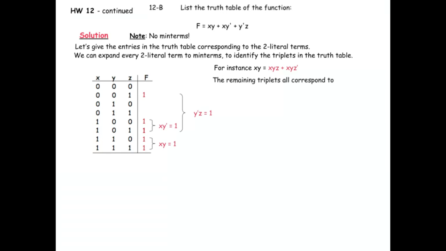Okay, so the remaining triplets all correspond to the zeros, right? So the remaining three triplets, three combinations, the value of f is going to be 0.